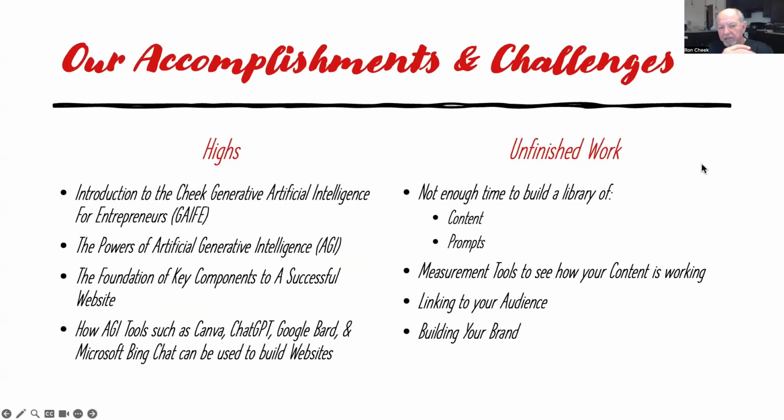So let's look at what our accomplishments have been and what challenges or unfinished work we have left. The highs: I introduced you all to the Cheek Generative Artificial Intelligence for Entrepreneurs model. I showed you, I hope and convinced you, of the powers of artificial general intelligence. From here on out, almost everything is going to refer to it as AGI, meaning artificial generative intelligence. I gave you the foundation and key components of a successful website, and we sort of took that over from 440. And I showed you how the tools, which were Canva, ChatGPT, Google Bard, and Microsoft Bing, could be used. In many instances, for example, ChatGPT 4 and Canva could be put together and make life a whole lot simpler.